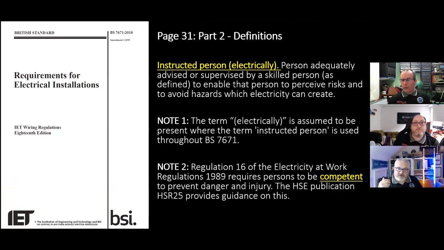So in 7671 currently, page 31, part 2, an instructed person is adequately supervised or supervised by a skilled person to ensure that person to perceive risks and avoids hazards which electricity can create. So even a mate or an apprentice or a laborer has to either be supervised or have sufficient knowledge to perceive the risk. Yeah. And the key wording there, especially something a judge is going to obviously try to get evidence of, is how adequacy was determined. Yeah, what levels of competency were required, and if the observation and the control fundamentally was adequate.